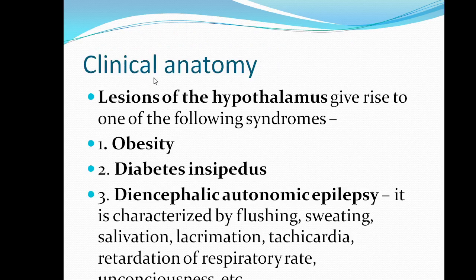Clinical anatomy. Lesions of the hypothalamus give rise to one of the following syndromes. Number one, obesity. Number two, diabetes insipidus. Number three, diencephalic autonomic epilepsy. It is characterized by flushing, sweating, salivation, lacrimation, tachycardia, retardation of respiratory rate, and unconsciousness.